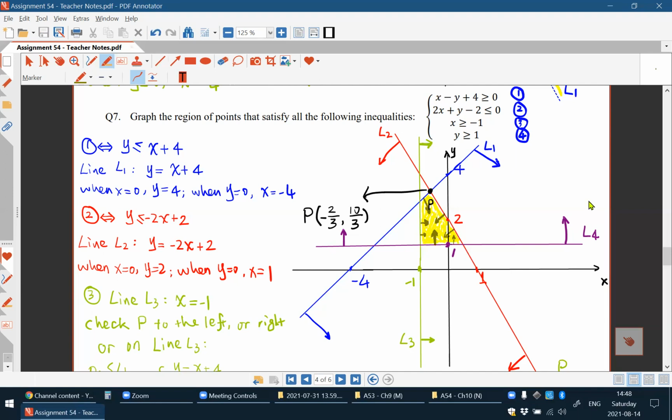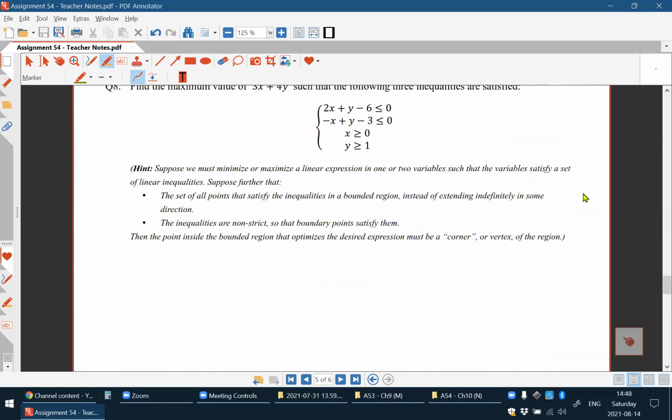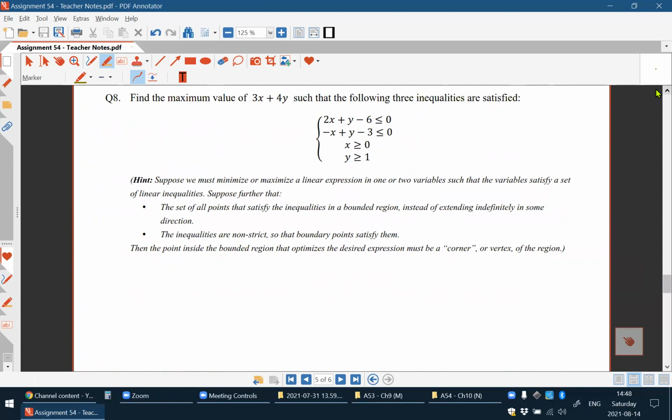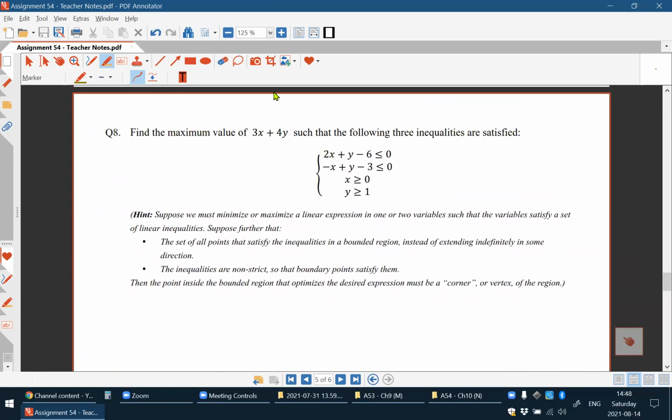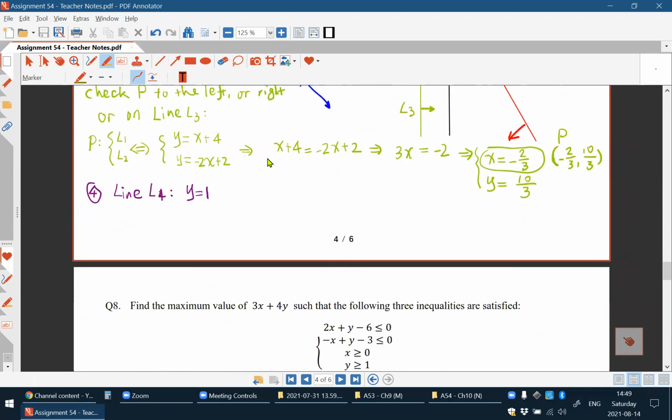No? All right, let's see question 8, which is a linear optimization problem. Find the maximum value of 3x plus 4y such that the following 3 inequalities are satisfied. According to the hint, it actually gives us a method to solve such a question. So first of all, we need to find the bounded area in the 2D Cartesian plane according to the given 4 inequalities, which is very similar to what we have done in question 7, right?